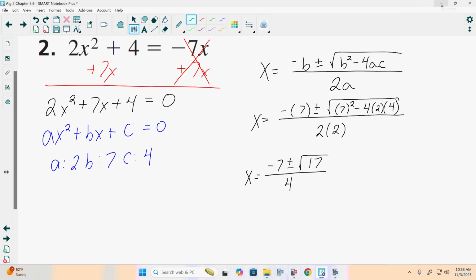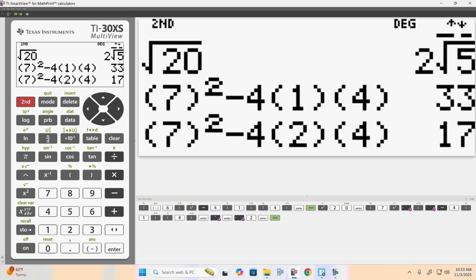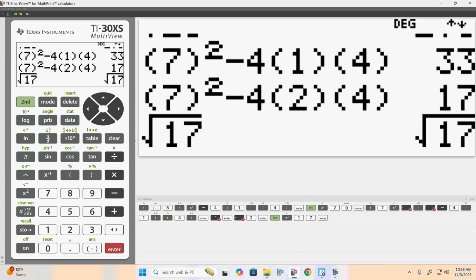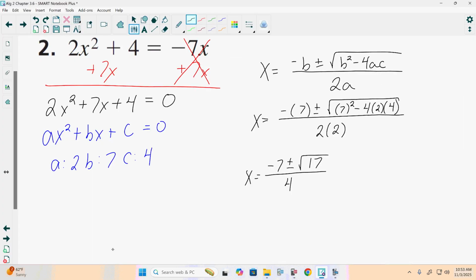Now at this point here, we need to see if we can simplify the square root of 17. And the simplified version of the square root of 17, well, is the square root of 17. It does not reduce, it does not simplify. Telling us that we have x is equal to negative 7 plus or minus the square root of 17 over 4.